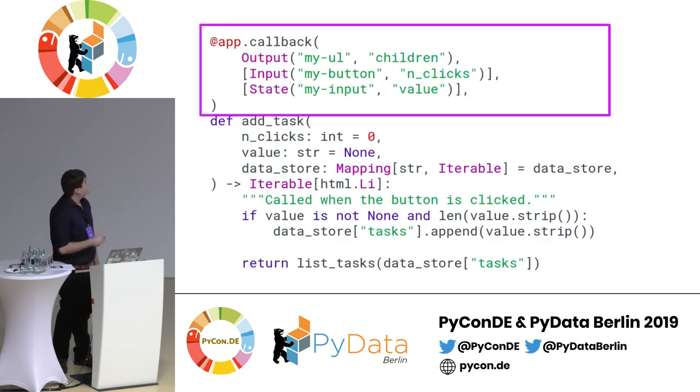And then this callback, again, the important thing here is that whenever that button's clicked, so buttons have a property which is the number of times they've been clicked. So whenever that goes up, this code here is going to run, and I'm pulling out the value from my input, so my text field, and then I'm able to append that to my list of tasks.